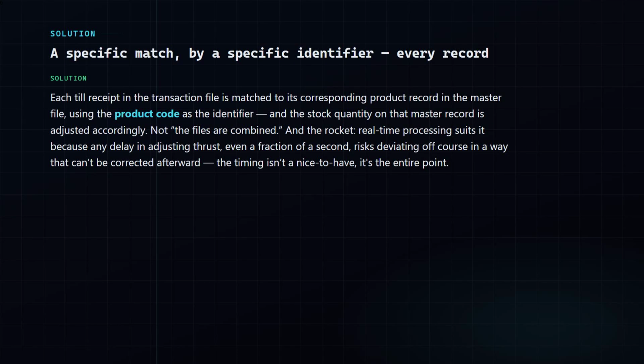Here is the solution. The update process: each till receipt in the transaction file is matched to its corresponding product record in the master file using the product code as the identifier. And the stock quantity on that master record is adjusted accordingly. Not the files are combined. A specific match by a specific identifier on every single record.